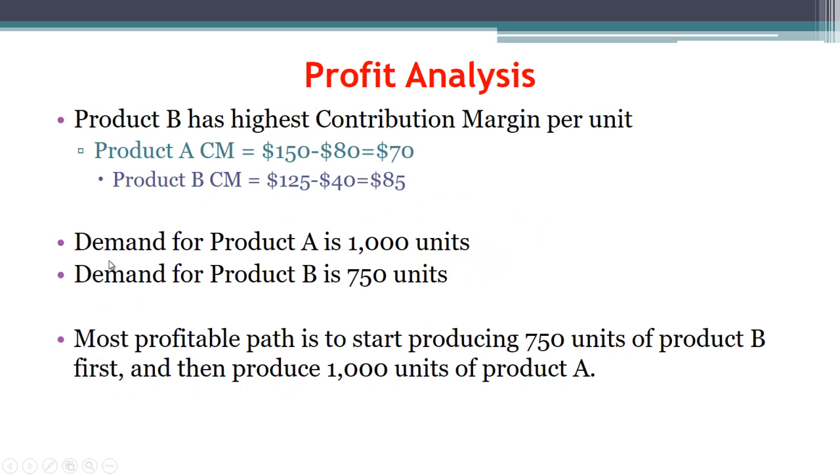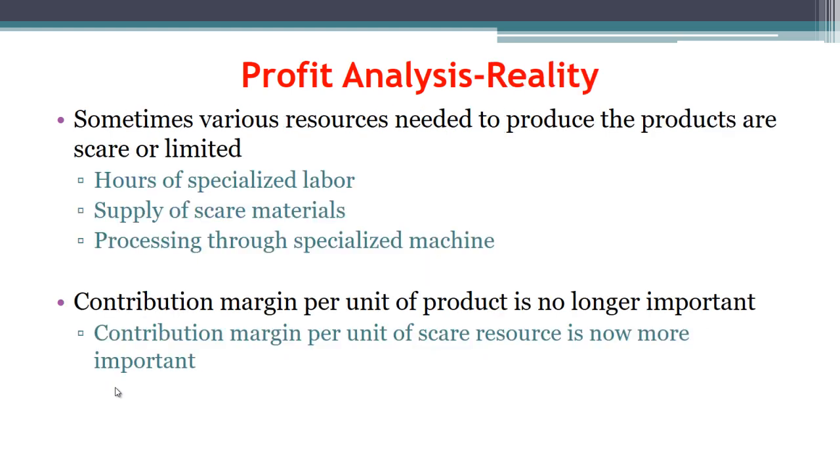Now let's take a look at the demand for product A and B. Demand for A is 1,000 units, B is 750 units. So just looking at this, the most profitable path would be to produce all of product B that we can, 750 units up to demand, and then switch gears and start producing product A, 1,000 units. And we'd be done at that point. We'd be up to our maximum profit.